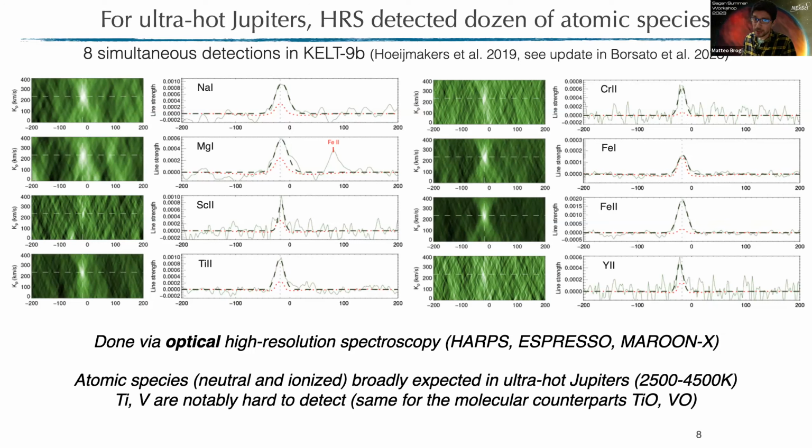The notable exceptions are titanium and vanadium. They're quite hard to find. And the same stands for the molecular counterparts, so titanium oxide and vanadium oxide. Since these species are thought to condense out of the atmosphere quite easily at temperatures between 1500 and 2000 K, that might be something there that we still miss in terms of modeling.